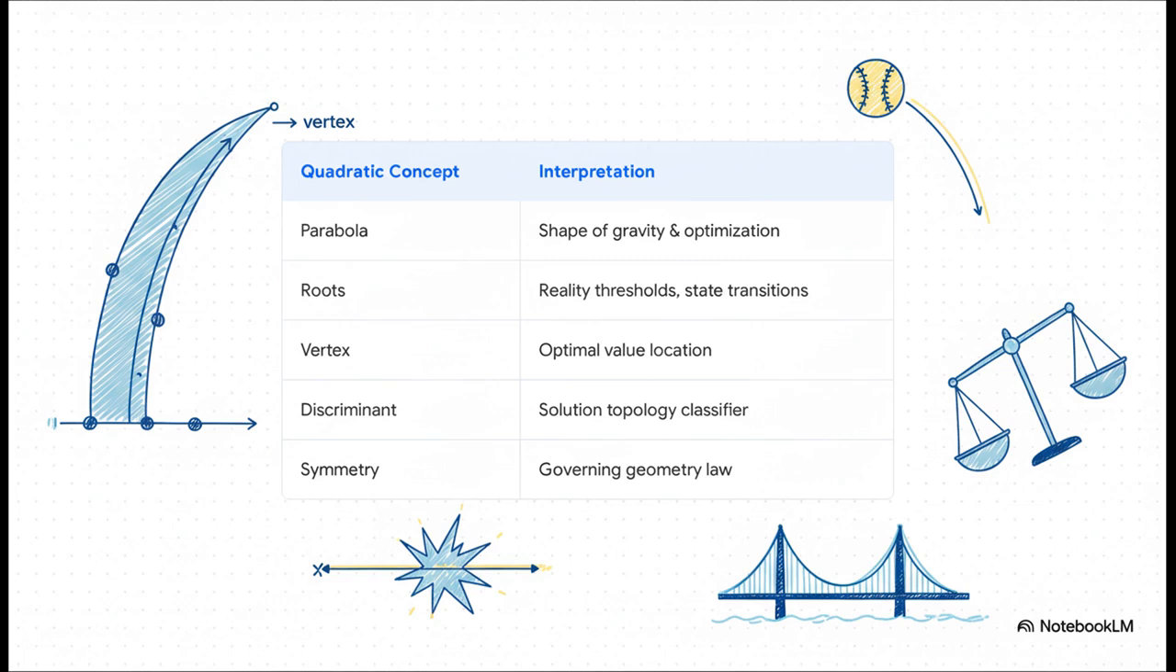The parabola itself, that's the shape of gravity and optimization. The roots, those are the thresholds of reality, the state transitions. The vertex is the sweet spot, the optimal value. It's not just a bunch of parts, it's a complete system of thought.